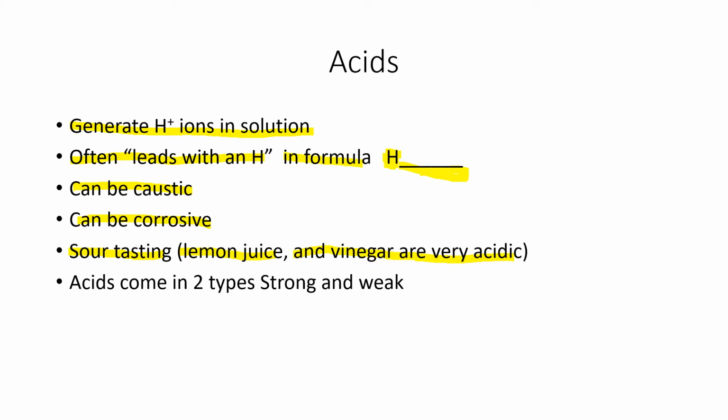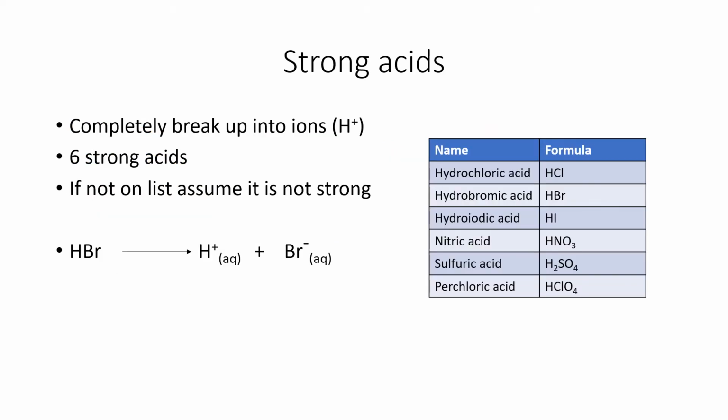Acids are going to come in two different types, strong acids and weak acids, and we're going to look at each type. First up are the strong acids. We can think about the strong acids the same way we did the strong electrolytes. The strong electrolytes completely break up into ions. Well, the strong acid is going to completely break up into ions, and one of those ions is going to be the H+ ion.